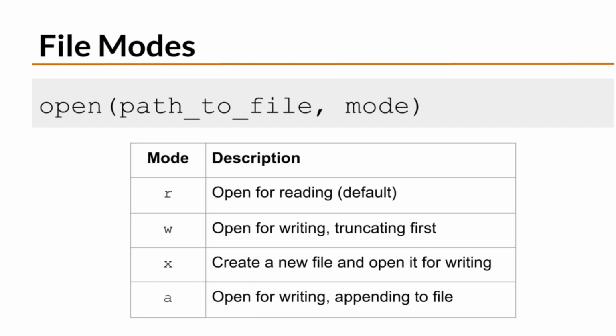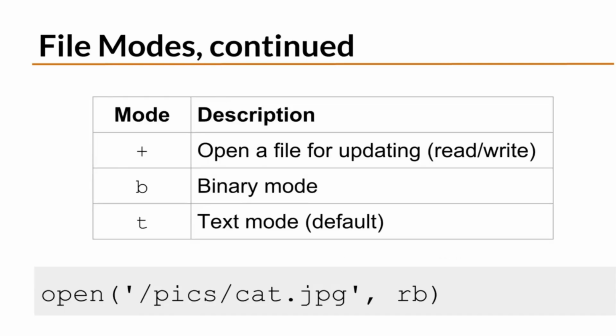If you want to keep the contents of an existing file and append or add additional data to it, use the A mode. With both the W and A modes, if the file does not already exist, it will be created. If you want to read and write to the same file, use the plus mode.